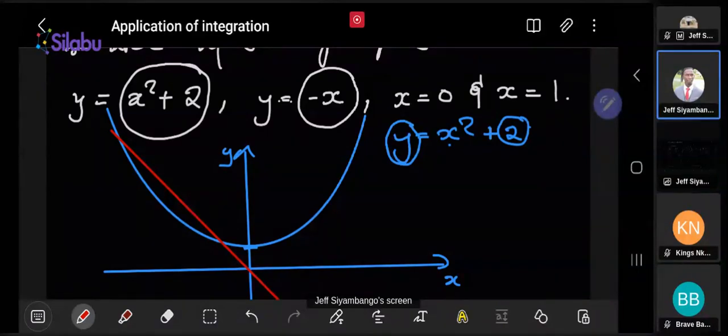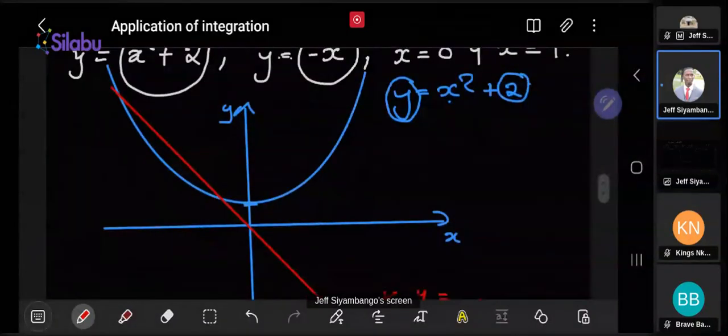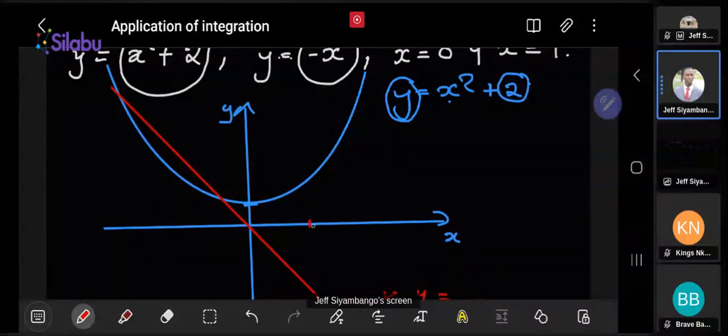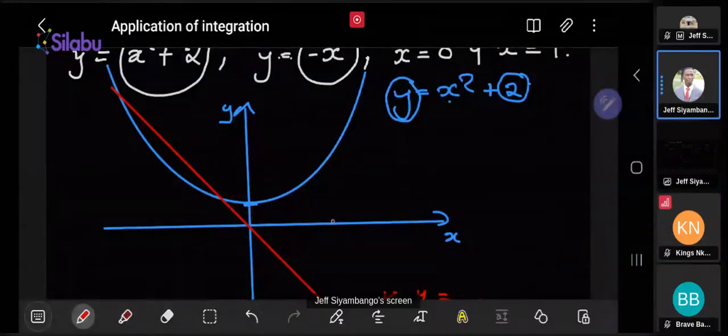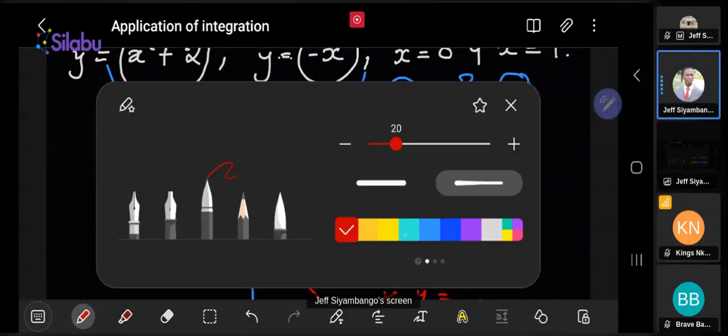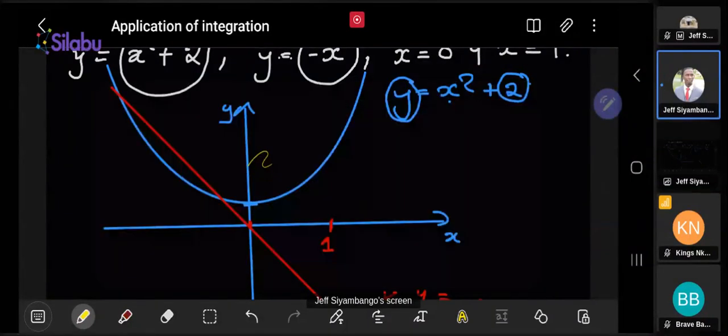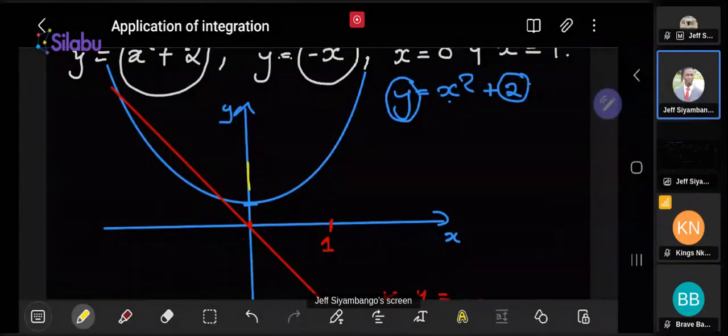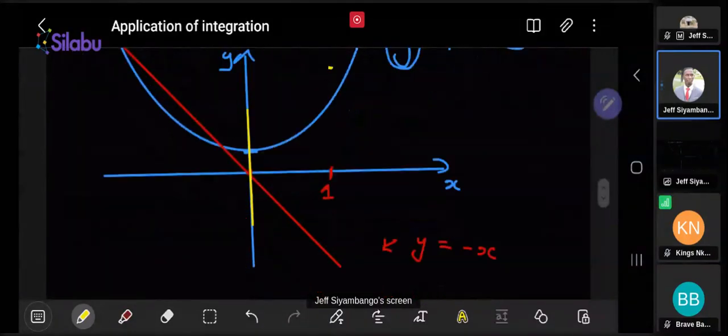Okay, this looks okay. We have that. x is equals to 1 implies we are somewhere here. So that is where x is equals to 1 is. So let's say x is equals to 1. I can even bring it somewhere here. And then x is equals to 0 is somewhere here. So our boundaries, we're looking at the line x is equals to 0, which is here, and the line x is equals to 1, which is here.